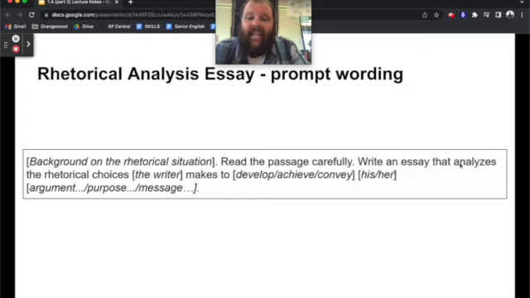Then it'll say, write an essay that analyzes the rhetorical choices the writer makes, using the writer's last name, in order to, or the choices the writer makes to, and then it'll be one of these 3 verbs: develop, achieve, or convey. It'll be one of those depending on what the author was doing: his or her argument, purpose, or message. You'll see an example of this in a minute, but just so there's no surprises on the exam, this is what the prompt will always look like.